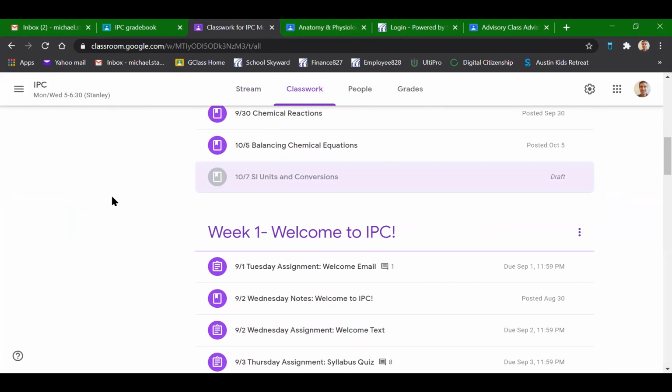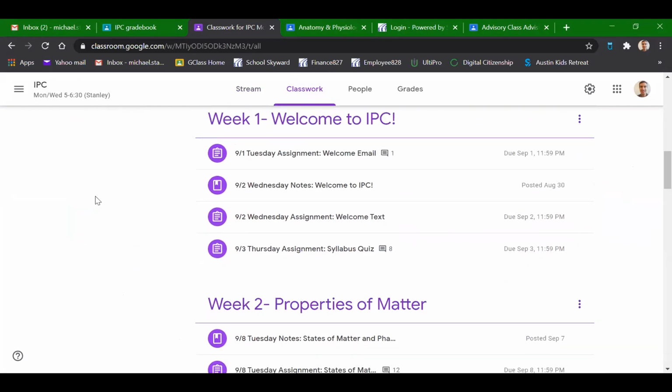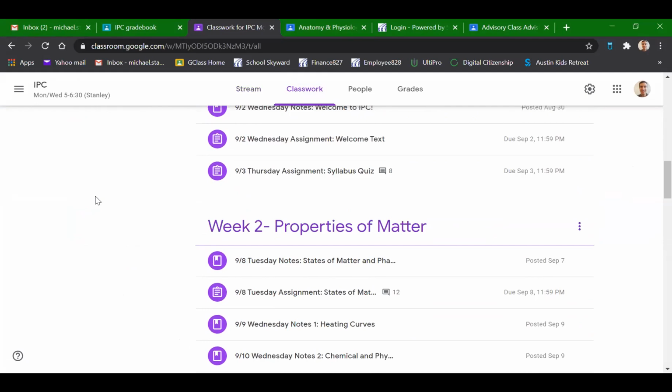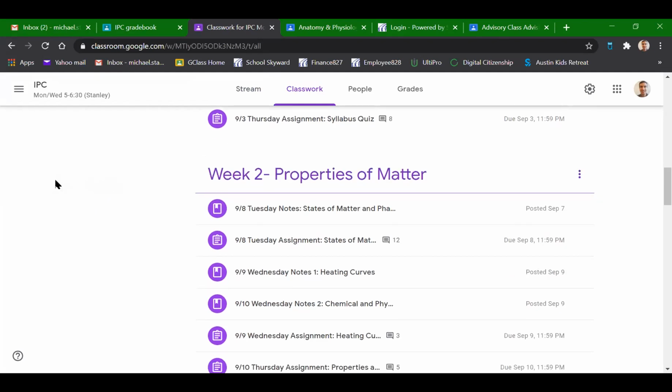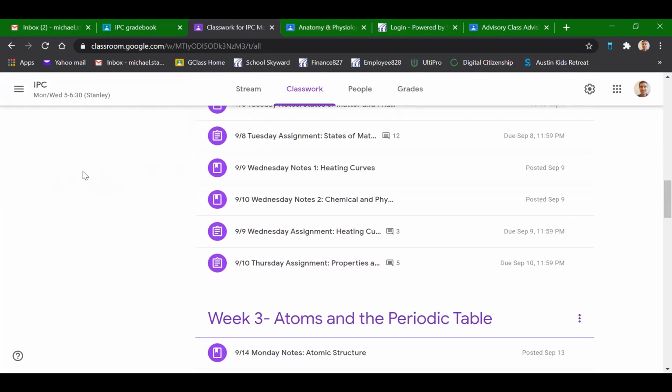So the first several weeks of our IPC class have all been really focusing on the C side of IPC, the chemistry side. So that's all the stuff with the atoms and the states of matter and the chemical and physical properties and changes and the neutrons and electrons and all that good stuff, the chemical reactions, all of that is the chemistry side of IPC. But we still have that P that we need to get to, which stands for physics.